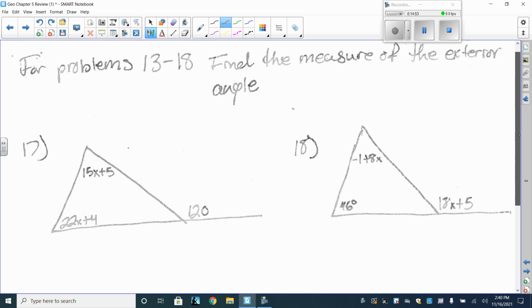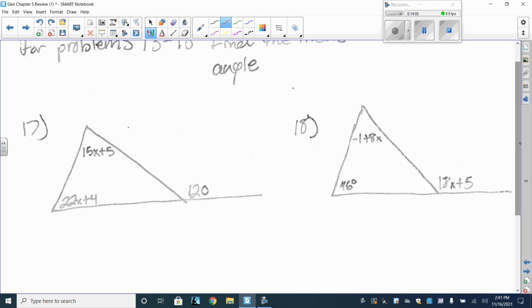So, 17. Yes. So we need to find the measure of the exterior angle, yes? Okay, we're done. Yeah, that's what I was sitting there thinking. I was like, do I even have to do something? Will you do 18? What is the measure of the exterior angle? 120.